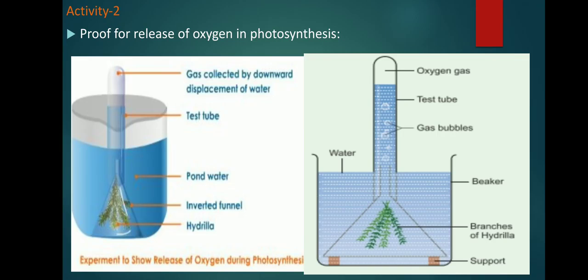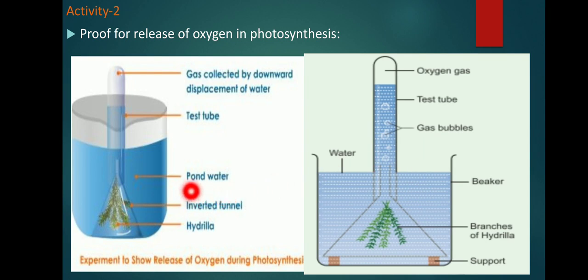Now move on. Oxygen is formed during photosynthesis. Aim: to prove that oxygen is evolved during photosynthesis. Apparatus: beaker, funnel, test tube, water, hydrilla plant.